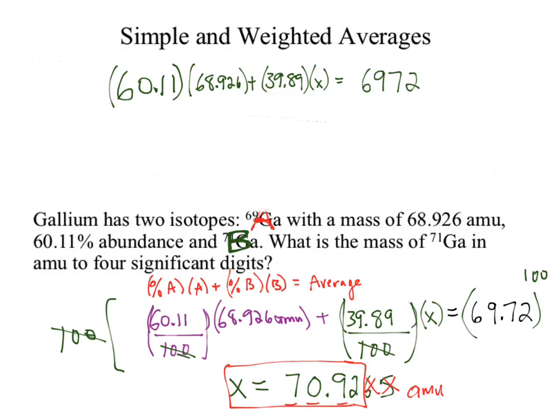So are you multiplying this entire thing on the left side? Left side and right side. Okay, so the left side gets multiplied by 100, and then just the 69.72 gets multiplied, because that's the only thing on the right-hand side.